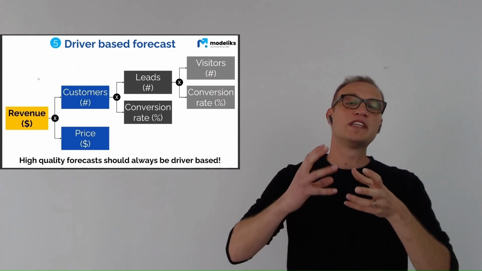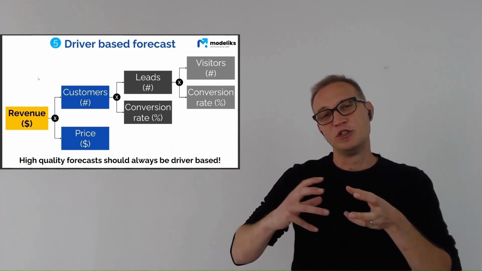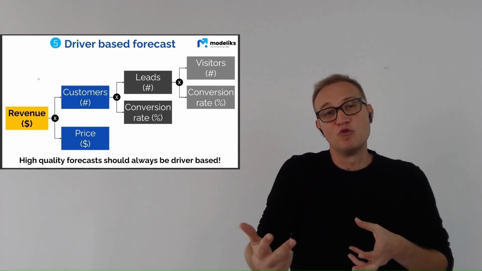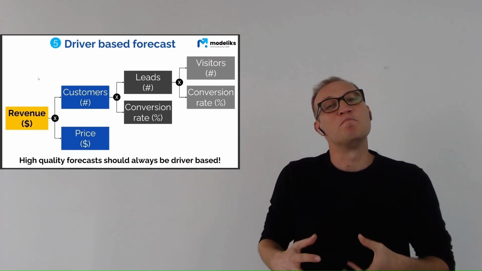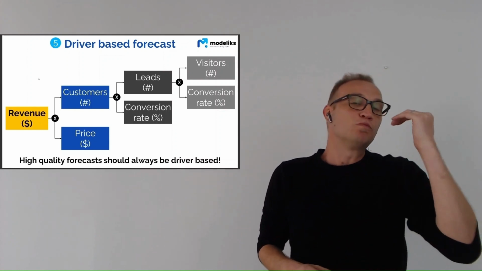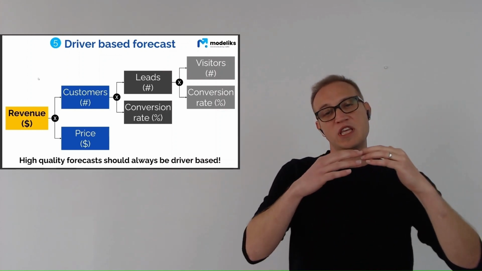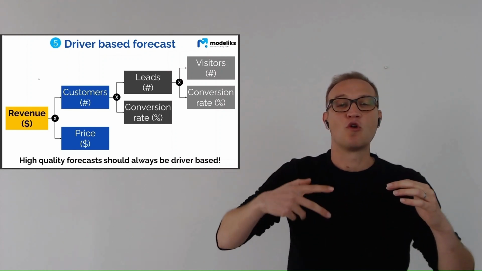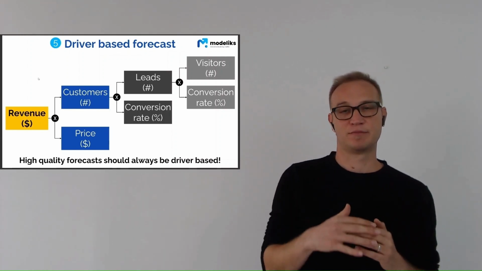Now, to calculate the number of customers, you should break it down into the operating drivers that you can control, measure, and improve over time in order to be able to manage your business better. So your total number of customers could be equal to the number of leads that you generate for your business, multiplied by the conversion rate from a lead into a customer.